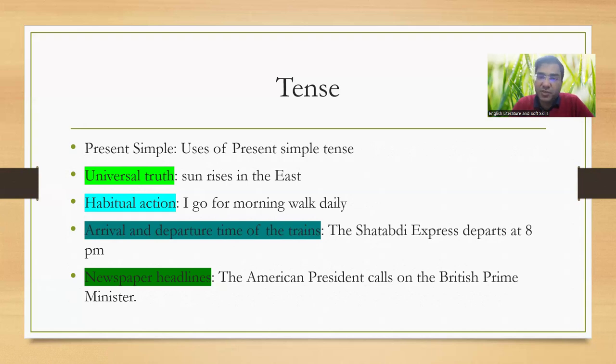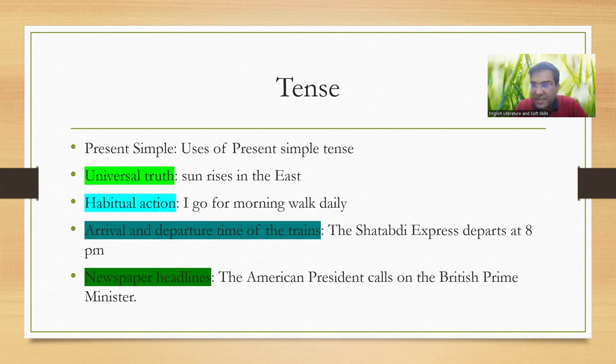Second is habitual actions. Present simple is used in habitual actions like, I go for a morning walk daily. I take breakfast at 8 in the morning. I go to college at 10. Whatever habits you are telling, you have to use present simple only. Third use of present simple is the arrival and departure time of trains, like Shatabdi Express departs at 8 PM. Whenever you are telling or writing about the arrival and departure time of trains, you have to use present simple only.